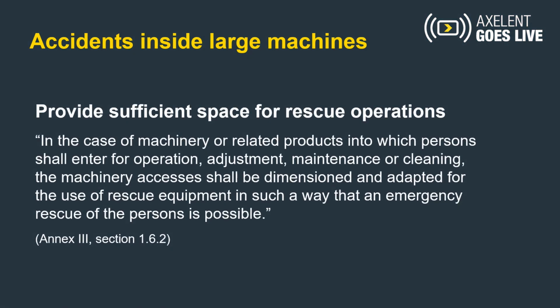The second requirement is found in section 162. Here a paragraph has been added which directly refers to large machinery. In the case of machinery or related products into which persons shall enter for operation, adjustment, maintenance, or cleaning, the machinery accesses shall be dimensioned and adapted for the use of rescue equipment in such a way that an emergency rescue of the person is possible.